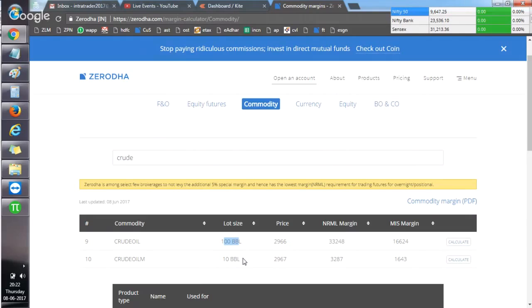There's one more contract, which is crude mini. You can choose whichever contract you want to trade. See, correspondingly, the margin will vary. Price remains the same whether you take a mini contract or a mega contract, but the margin will vary. All right.